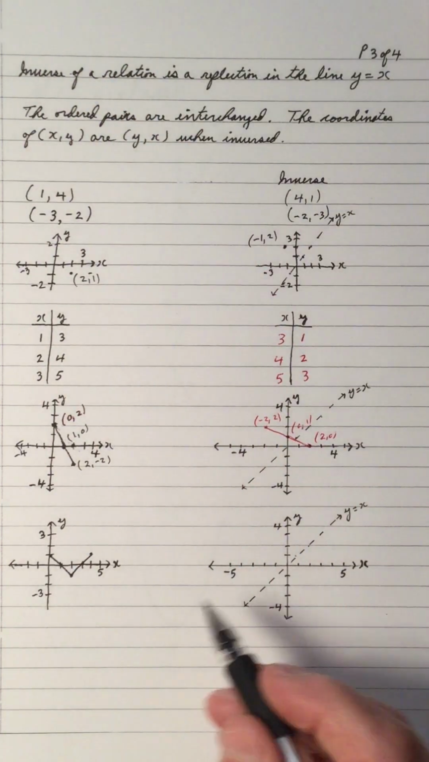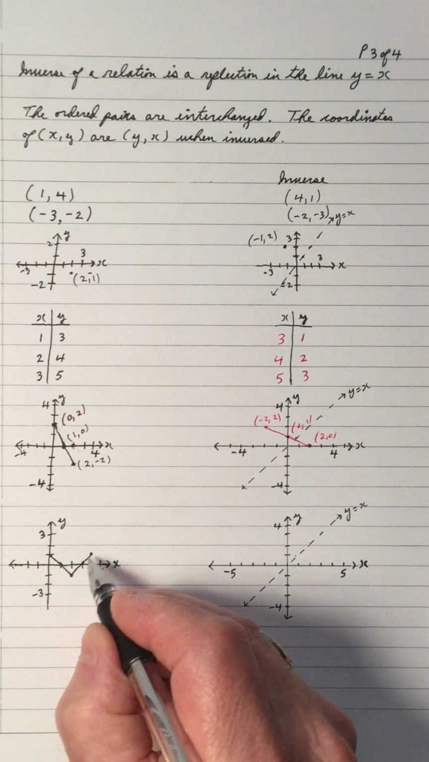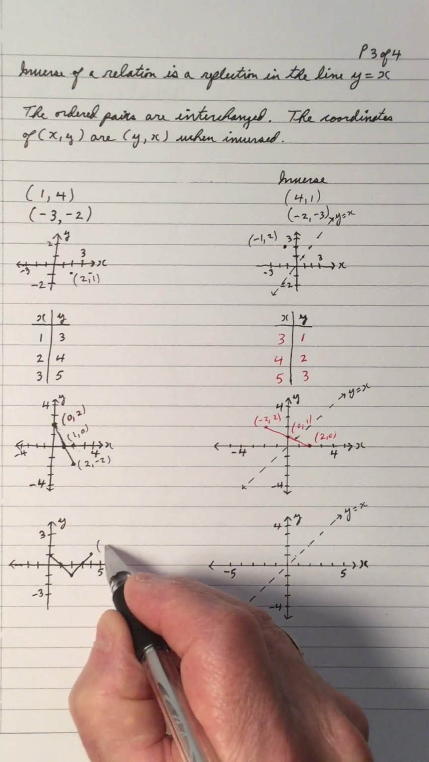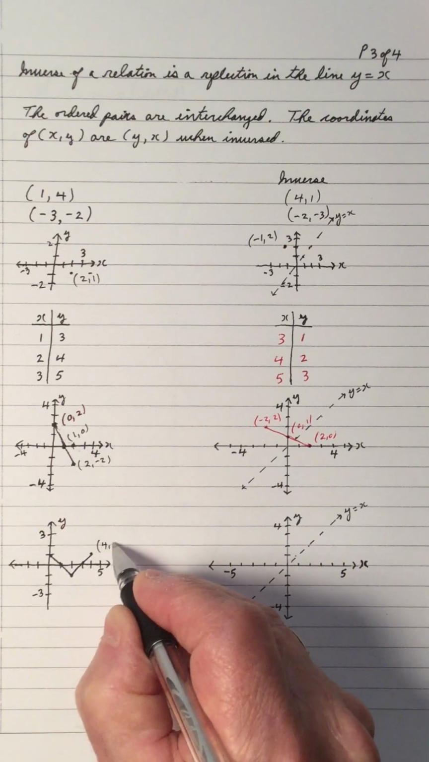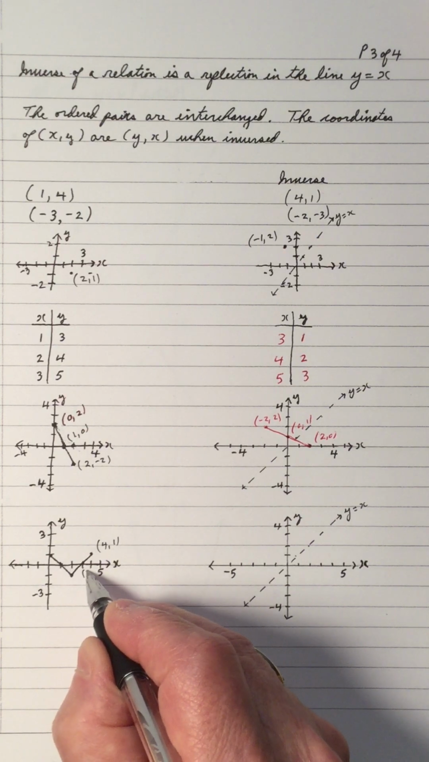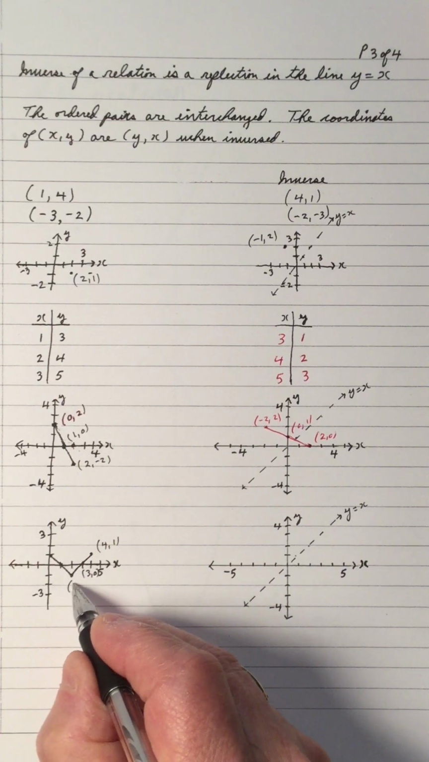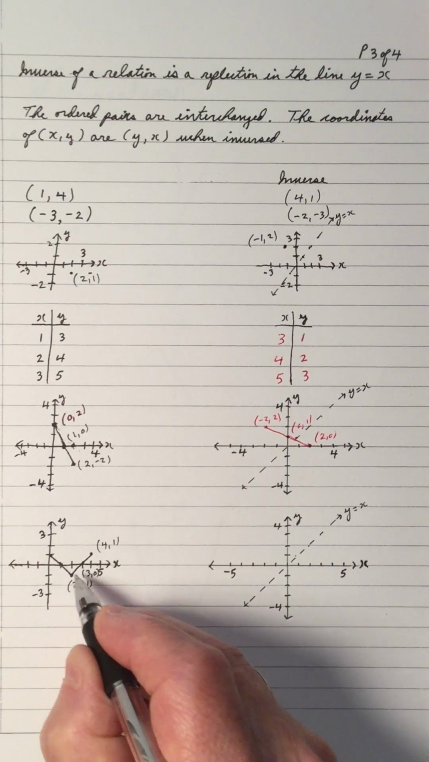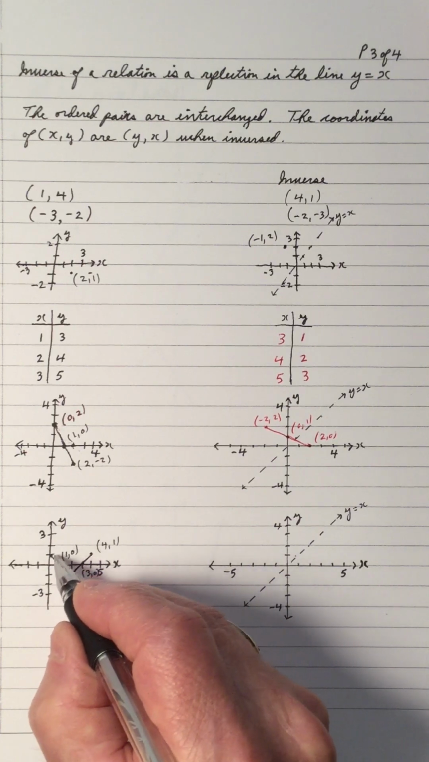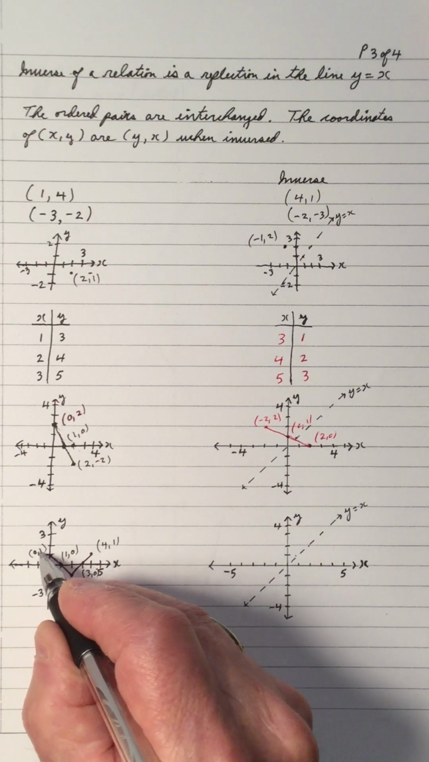And now we have another one. It looks like a V shape, like part of an absolute value. So this one, x is 4, y is 1. Right here, x is 3, y is 0. X is 2, y is negative 1. This one, x is 1, y is 0. And right here, x is 0, y is 1.